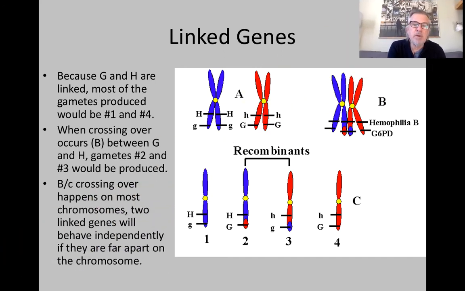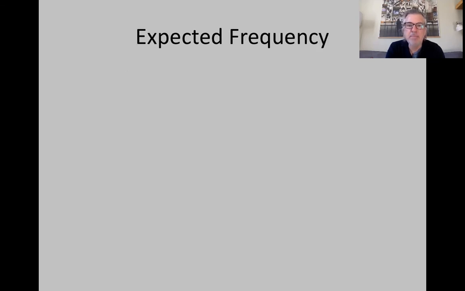Because crossing over happens on most chromosomes, two linked genes will behave independently if they are far apart. So if G and H were on opposite ends of this chromosome, then many, many more recombinants would be produced, and you would get a distribution of gametes that is very closely 1 to 1 to 1 to 1, or a quarter of all gametes would be each of these genotypes. I'll leave you to think about that and ask questions about that.